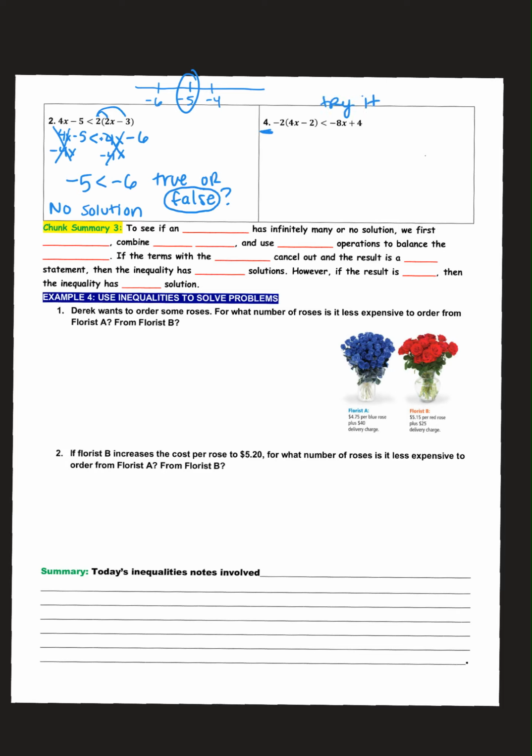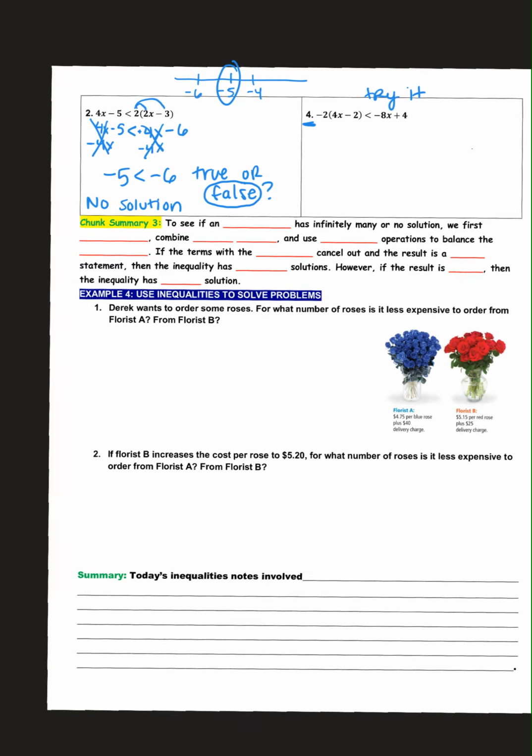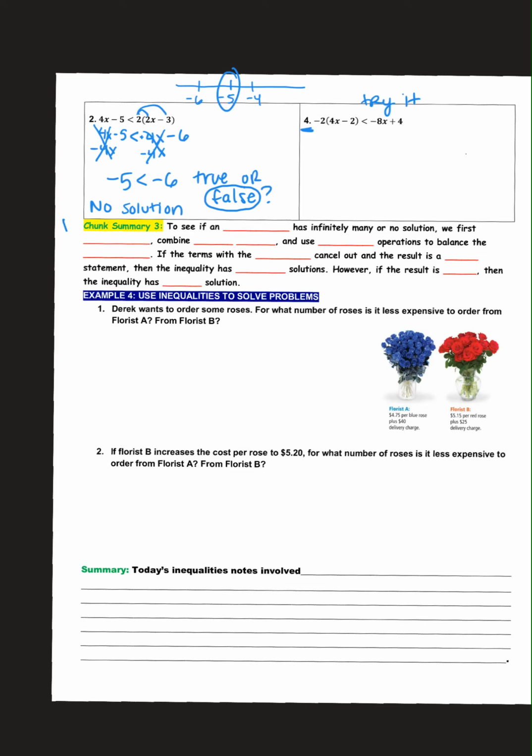And number 2 on the other side was your try it as well. So make sure you get that one done as well. We'll go over the answers in class. And then you need to try chunk summary number 3. And then go ahead and write a connection, which is easy to do because you guys have already done no solution and infinitely many solutions in equations. So you should be able to make a connection, but if not, write a question. And then meet me in example 4 for a word problem.